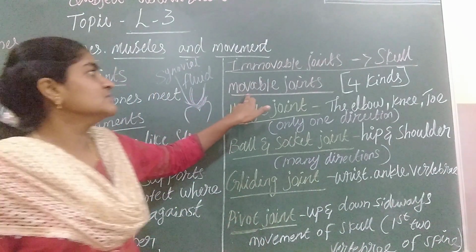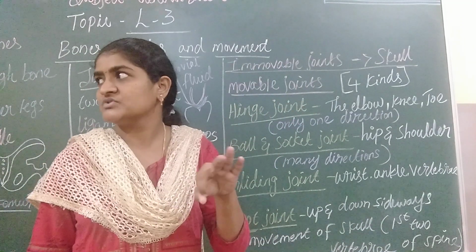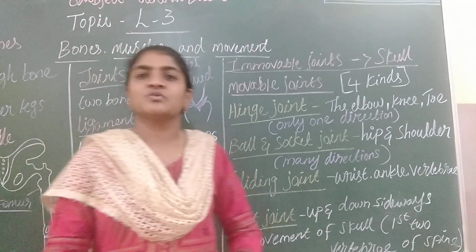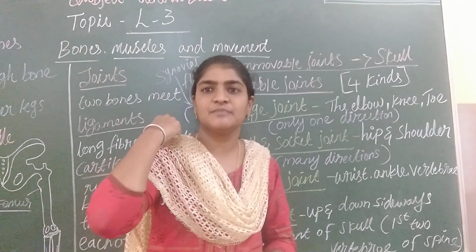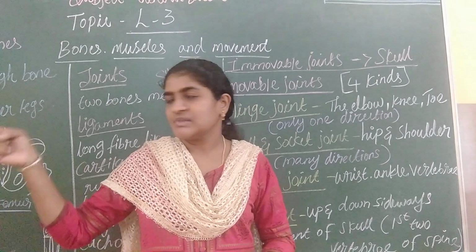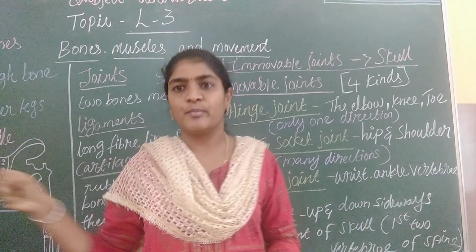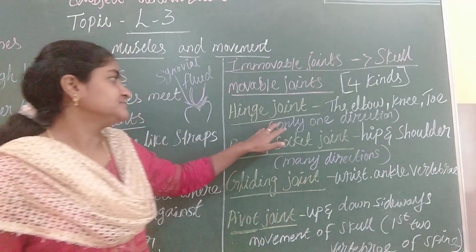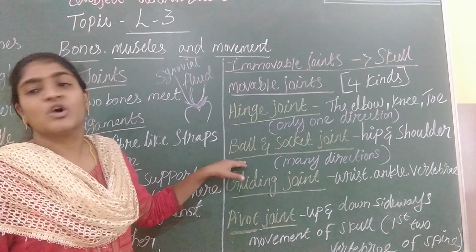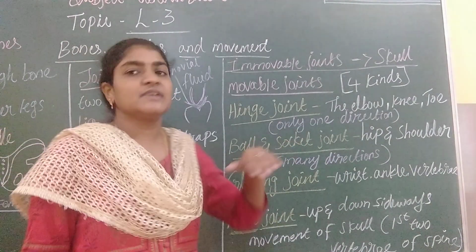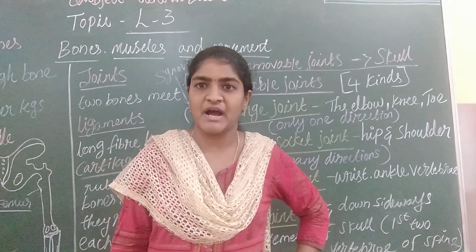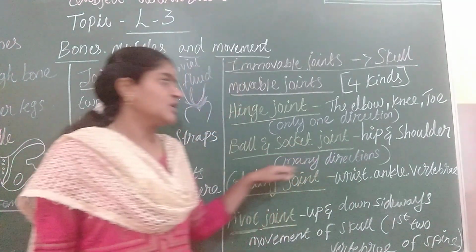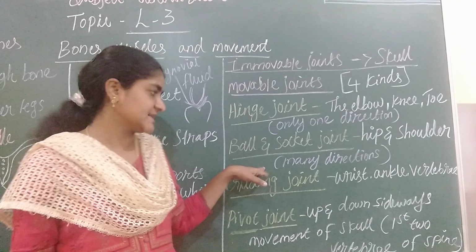And next are the movable joints. There are four kinds of joints. The first one is the hinge joint. This kind of joint allows only one way direction. For example, elbow and knee. Like a door when you open and close it, only one way direction is allowed. Next is the ball and socket joint. We can see this joint in the shoulder and hip. It allows movement in many directions.